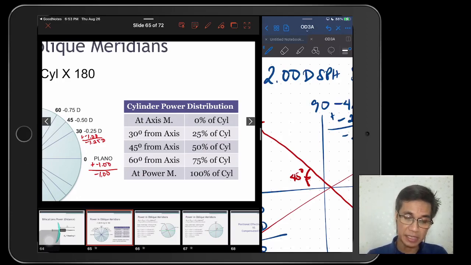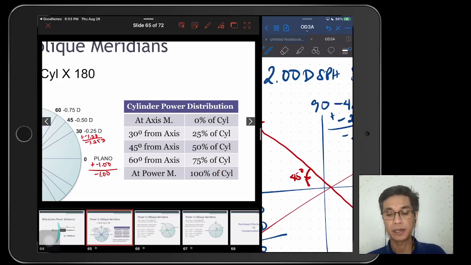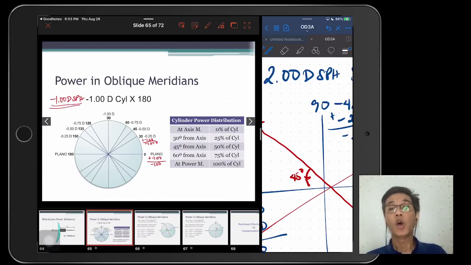Next, 30 degrees from the axis. Ito na tayo, 30 degrees from the axis. Ang tatanggapin niya ay 25% of the cylinder power. 45 degrees from the axis, 50% of the cylinder power. 60 degrees from the axis, 75% of the cylinder power. On the power meridian itself, edi syempre 100% of the cylinder power. So, ito ngayon yung pagkuha ng power in oblique meridians.